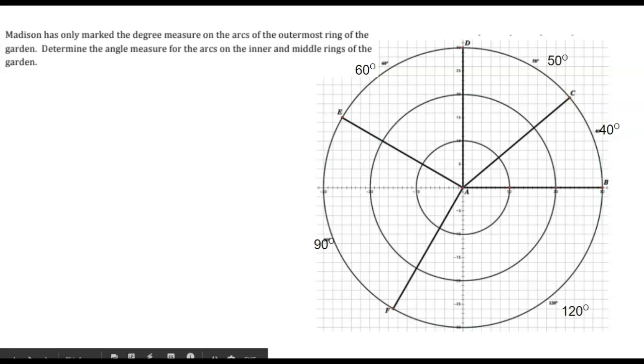Madison has only marked the degree measure on the arcs of the outermost ring of the garden. Determine the angle measure for the arcs on the inner and middle rings of the garden. So we have our arc measures.